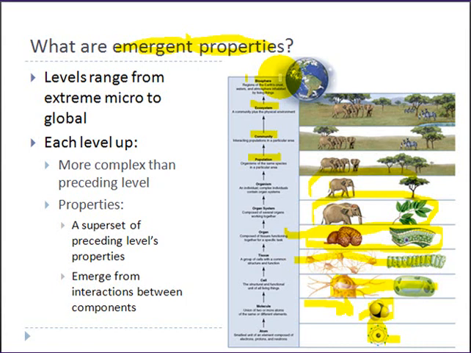So you can see that as we go from the smallest thing, from an atom, all the way up through biosphere, each level gets more and more complex, and the complexities of that level are greater than the sum of the complexities from the previous level. So you constantly get these emergent properties. Things become more and more complex.